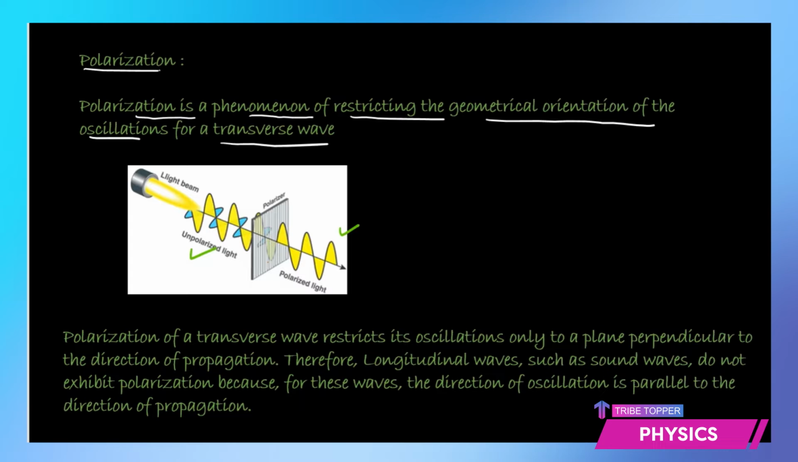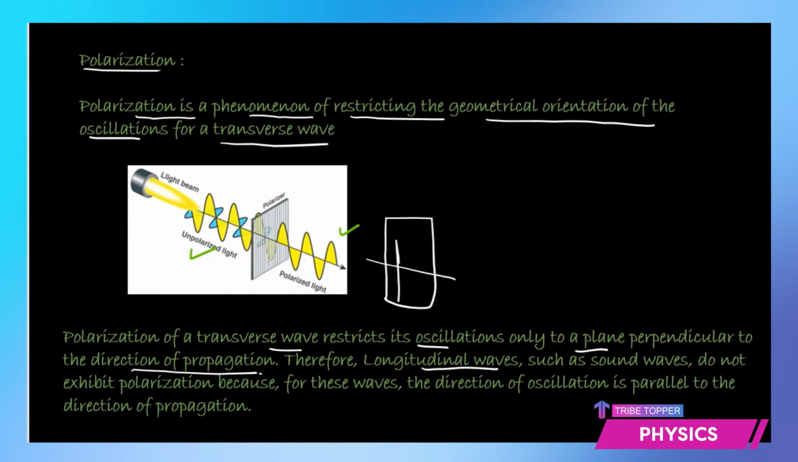So we have polarization of a transverse wave, which is happening here. It restricts its oscillation only to a plane perpendicular to the direction of propagation. The direction of propagation is left to right, and the oscillation is happening top to bottom. So the polarization of the transverse wave has restricted the oscillation to the plane which is perpendicular to the direction of propagation. That means polarization is exhibited only by transverse waves. This is not applicable to longitudinal waves.